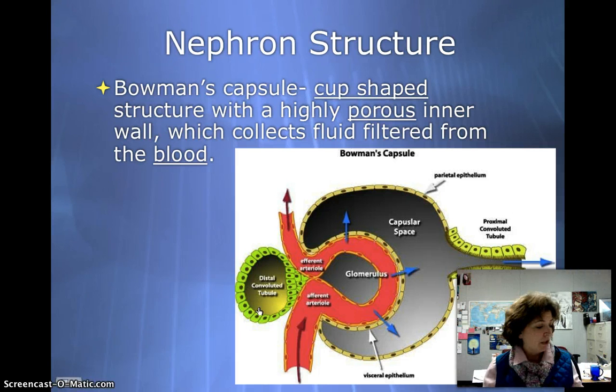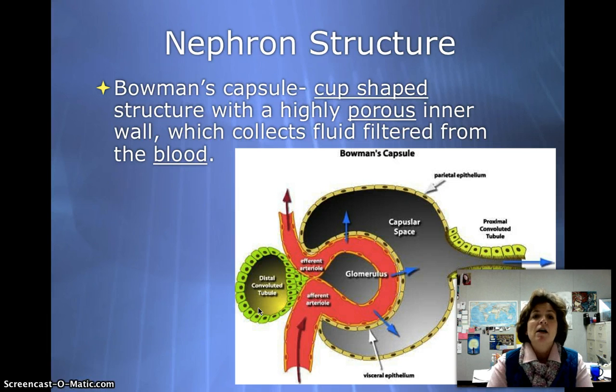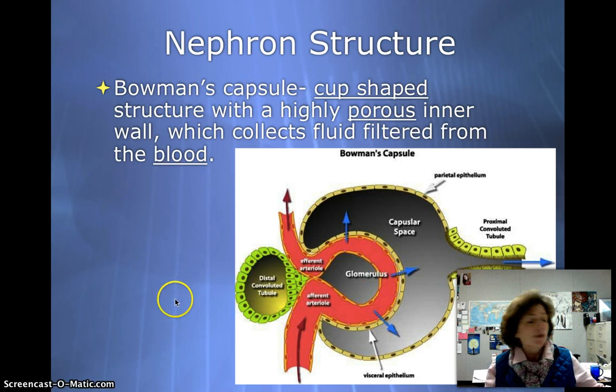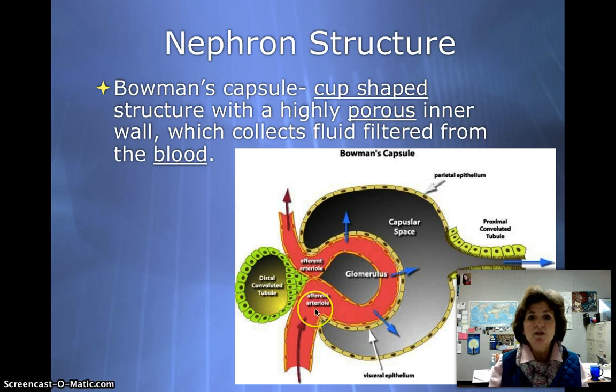So continuing on and looking a little deeper into our nephrons, this next page here where it says nephron structure off to the side. So the parts of a nephron, we're just going to start where it connects closely to the blood supply, is the part called the Bowman's capsule or the glomerular capsule.